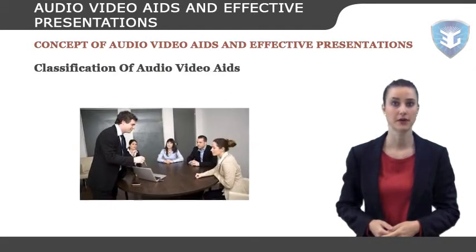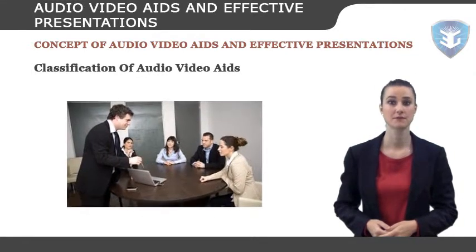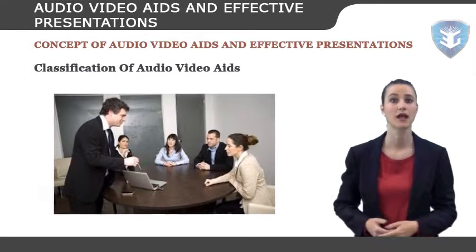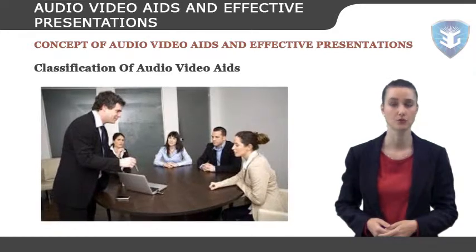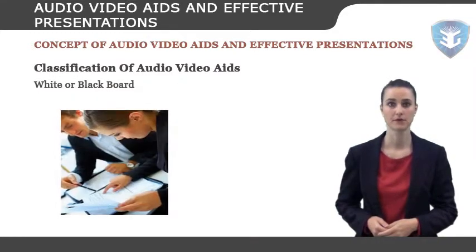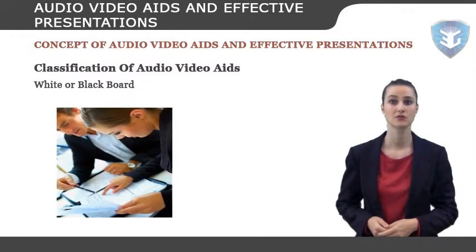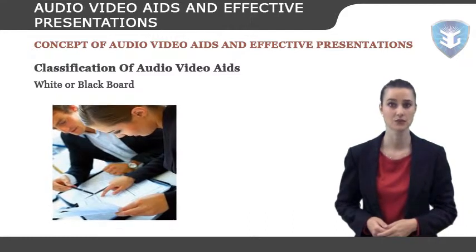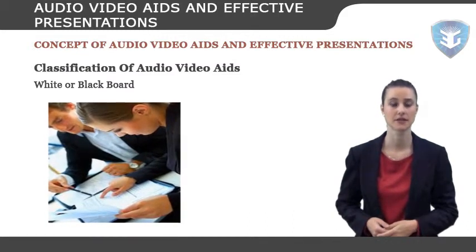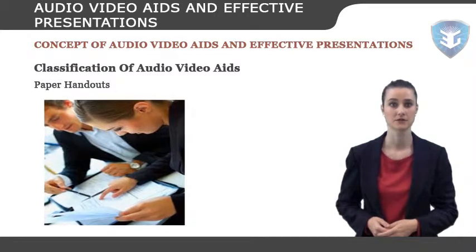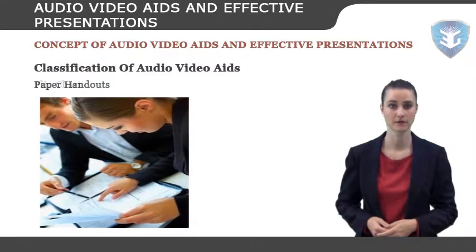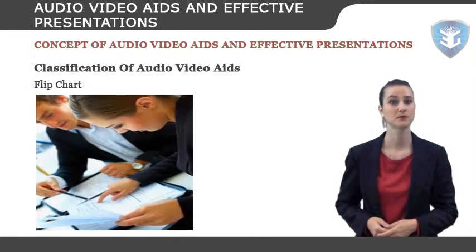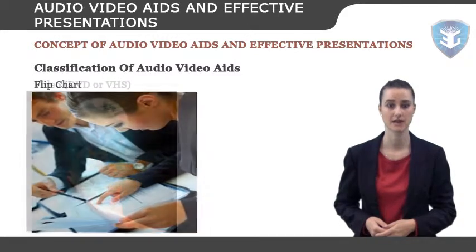Classification of audio-video aids. There are many different types of visual aids. The advice will help you make the most of these most commonly used. White or blackboard. White or blackboards can be very useful to help explain the sequence of ideas or routines, particularly in the sciences. Paper handouts. Handouts are incredibly useful. Flip chart. A flip chart is a large pad of paper on a stand.